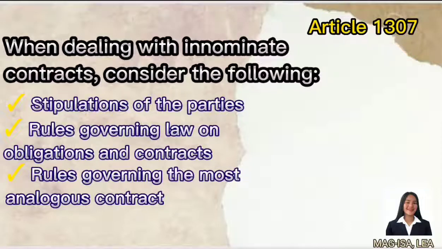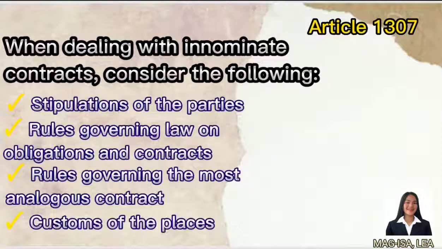And lastly, paano kung walang analogous contract na pwedeng mag-deal with that innominate contract? So, we refer to number 4. The custom of the place. Or kung ano ang nakagawian sa lugar na yon. Yun na ang susundin. So, ito yung rules natin when dealing with innominate contracts, or contracts that are not named under the law.